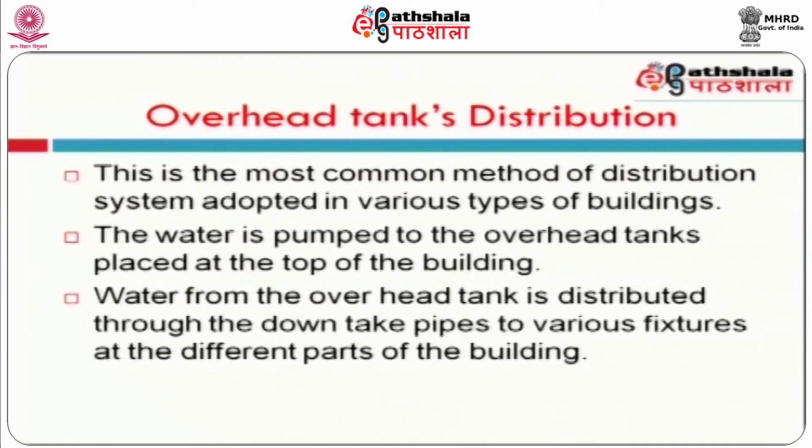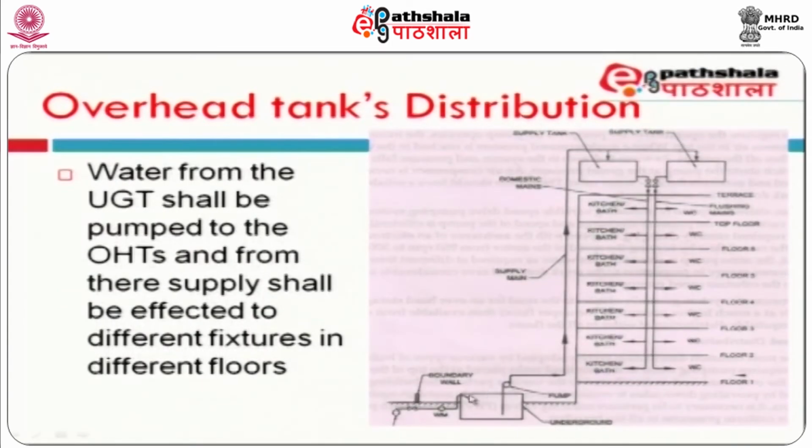So, coming to the overhead distribution, the water is first stored in the underground tank. We have to pump the water from the underground tank and store it in the overhead tank, and from there the water is supplied through the main and then branches to each floor and each apartment.